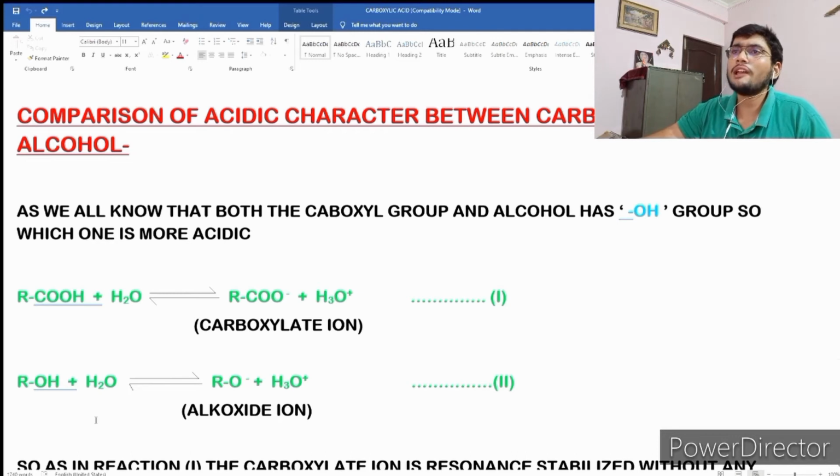Let me read it. As we all know, both the carboxyl group and alcohol have an OH group in them. Both the carboxyl group and the alcohol group have OH.